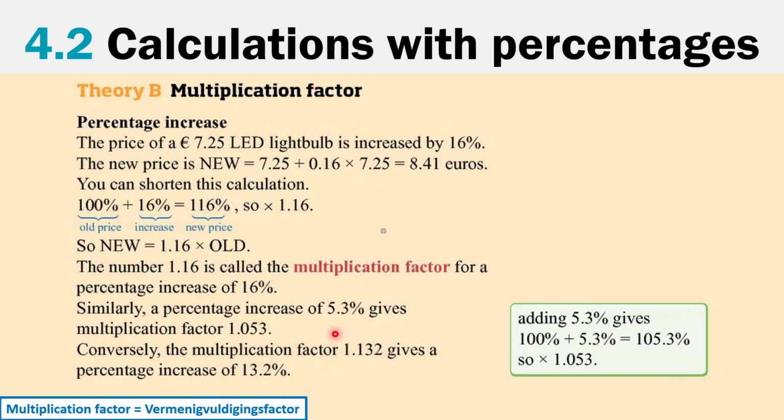If I have this multiplication factor, I can also figure out what the percentage increase was. I can do this times 100 and then do minus 100, right? You do the opposite of what you do here. Times 100, minus 100. Hey, that's a percentage increase of 13.2%.